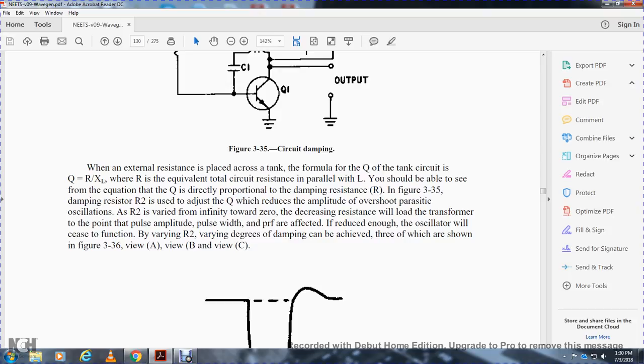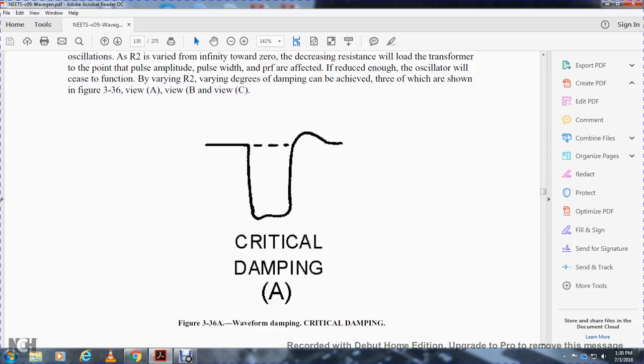Resistor 2 is varied from infinity towards 0. Decreasing the resistance will lower the Q of the transformer to the point where the pulse amplitude, pulse width, and pulse repetition frequency are affected. Reducing the oscillation can be achieved by varying resistor 2, varying the degree of damping. This can be achieved in three ways, shown in figure 336, view A, view B, and view C.